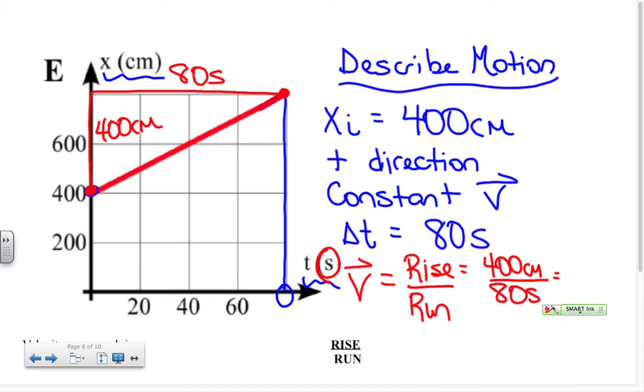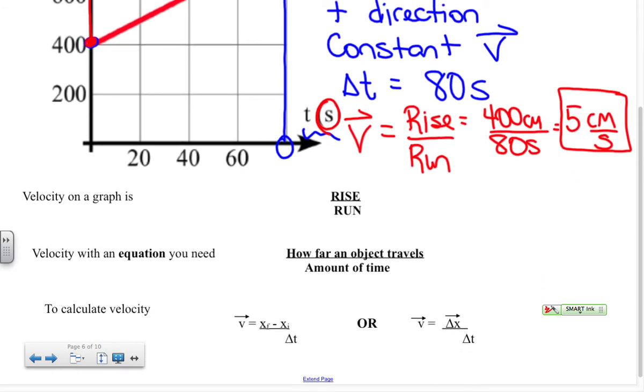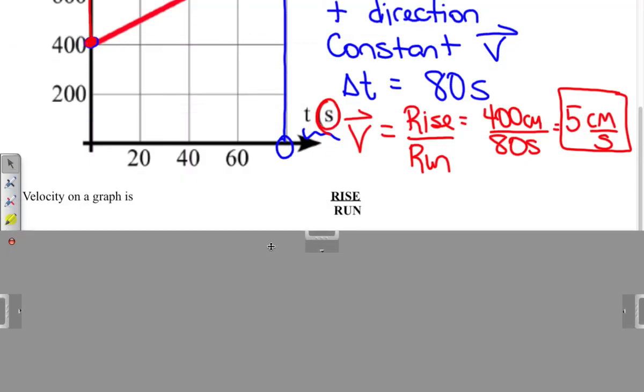So when I calculate 400 divided by 80, I get 5. And the unit is centimeters per second. That number right there tells me my velocity. That is the exact speed that I am traveling plus direction. Remember, velocity includes both of those things. Now, I want to go through a kind of derivation of how we can get these numbers so that we don't always have to rely on a graph.